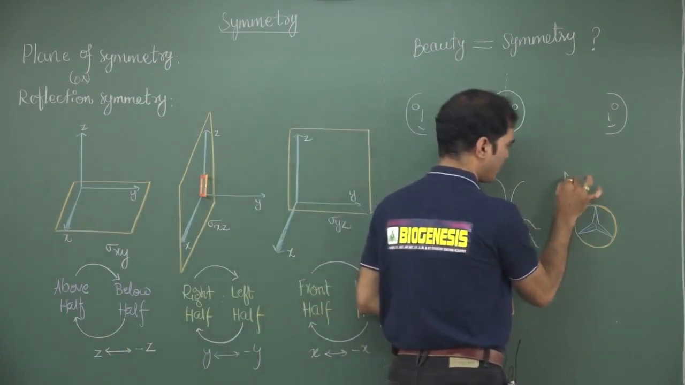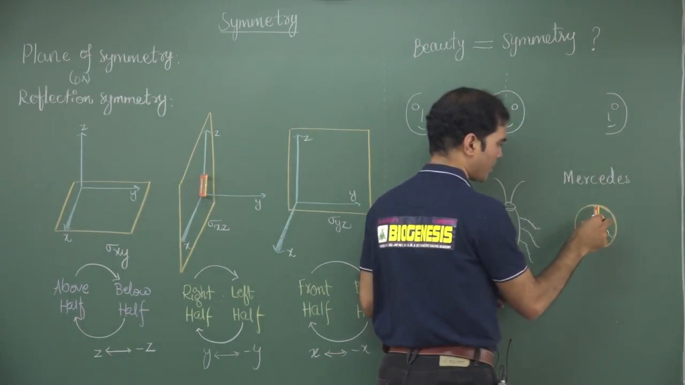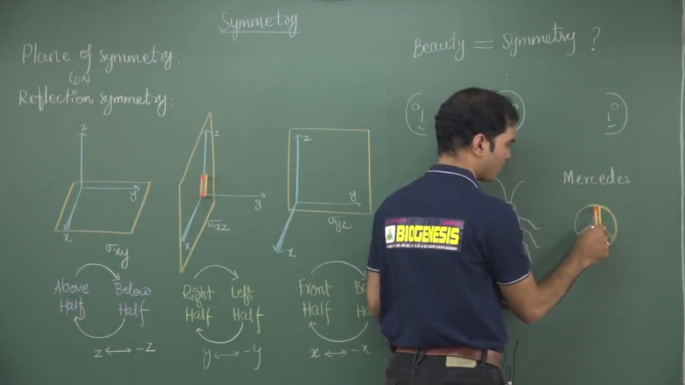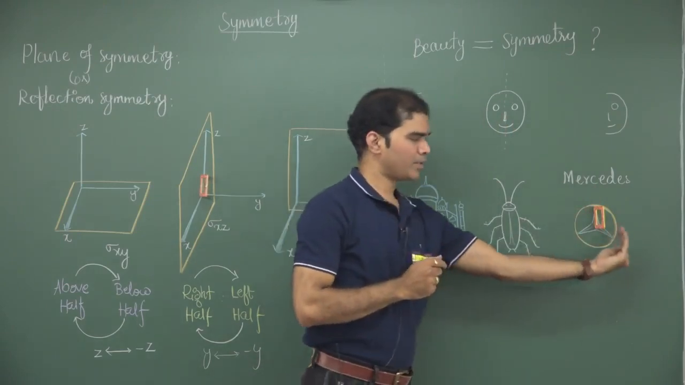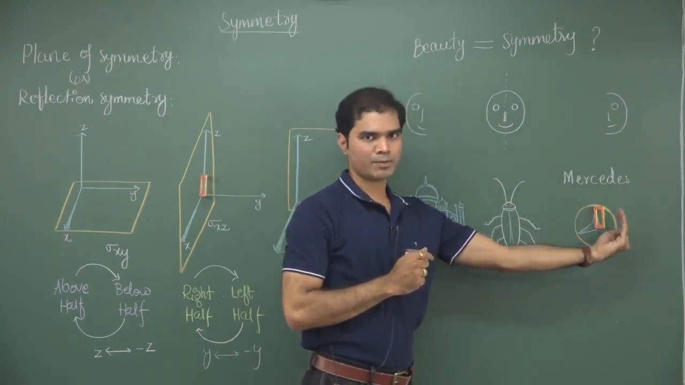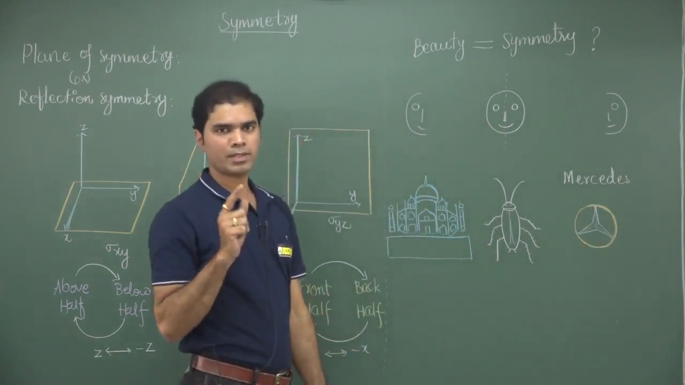This is a logo related to Mercedes. Try to pass a plane. There are many planes, but just try to pass one plane. When I am trying to pass one plane, one half looks exactly like a mirror image of the other half. So most of the logos are also constructed in such a way that they look symmetrical.